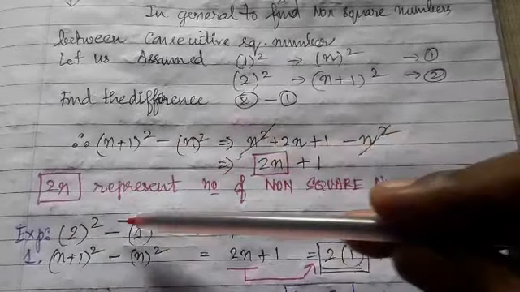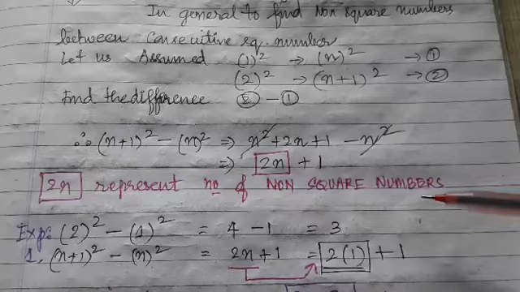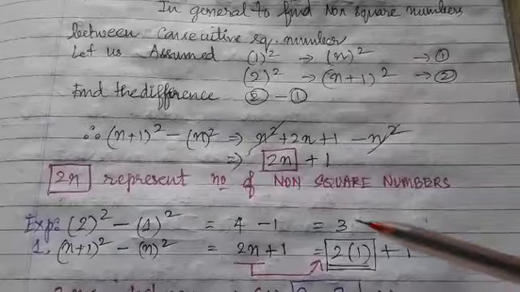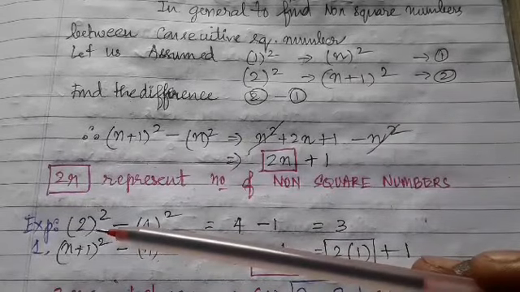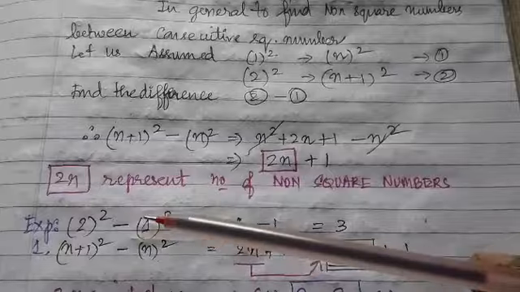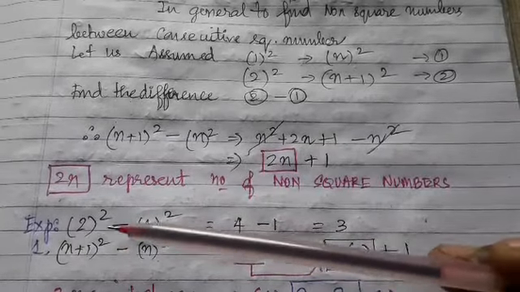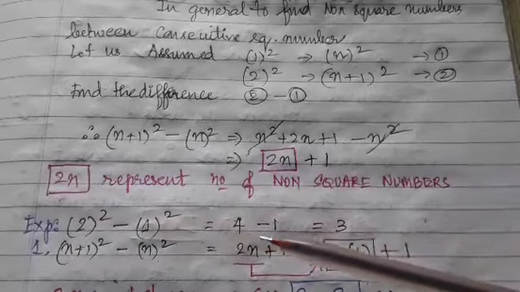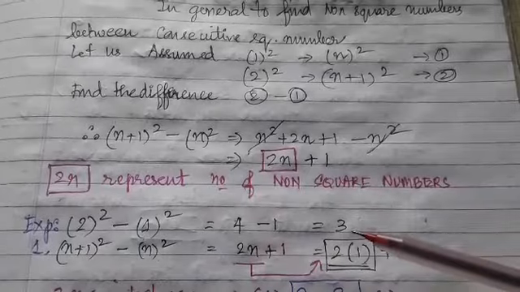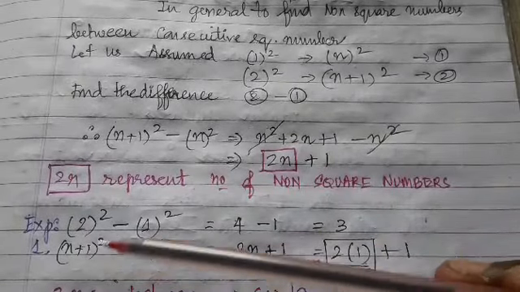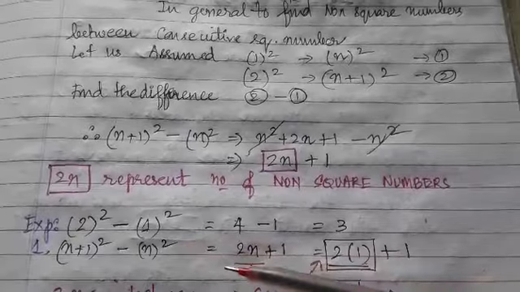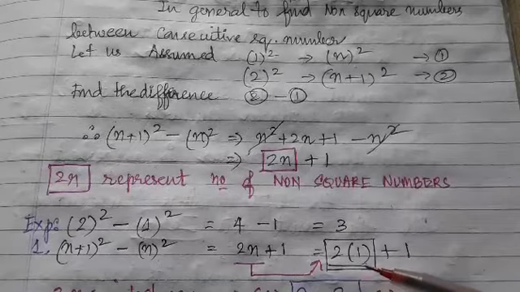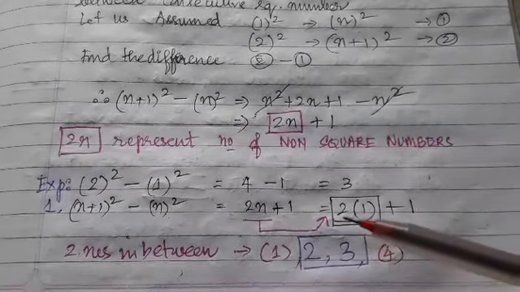In that, 2n represents the number of non-square numbers lying in between the two consecutive perfect square numbers. Example: if you take 2 square minus 1 square, the first number is 1, a perfect square, and the second number is 4, a perfect square. So writing in square form, 2 square minus 1 square, what do you get? 4 minus 1 is 3. In our general form, (n plus 1) whole square minus n square equals 2n plus 1. You convert this 3 into 2n plus 1, that is 2 into 1 plus 1.